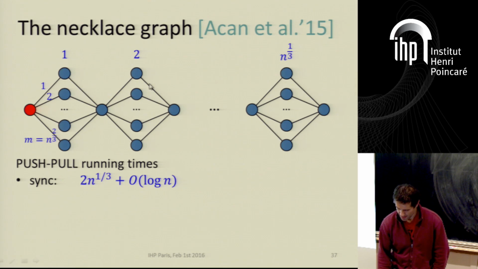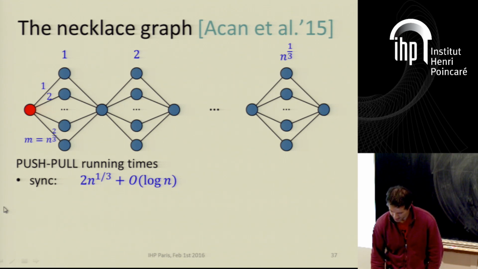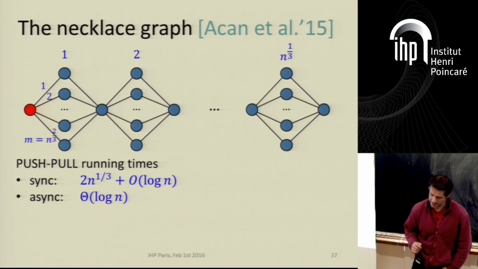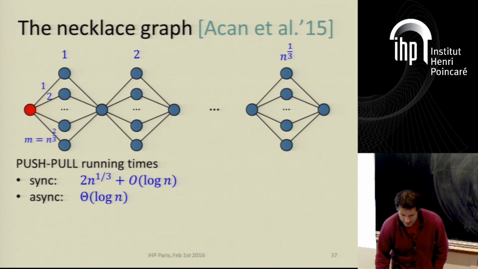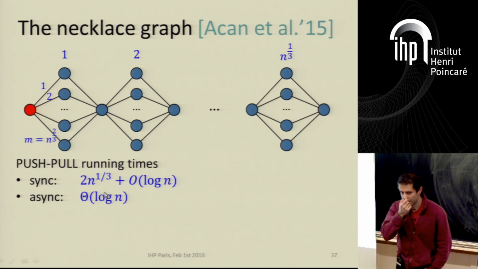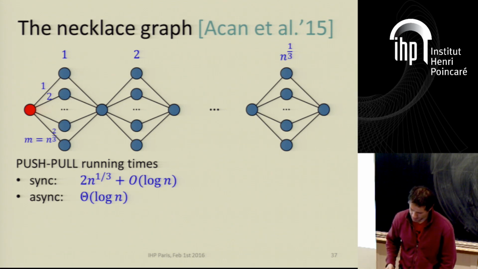It is at least equal to the diameter of the graph. The diameter of the graph is twice this, so this. But it turns out that the asynchronous rumor spreading requires only logarithmic time to inform all nodes.